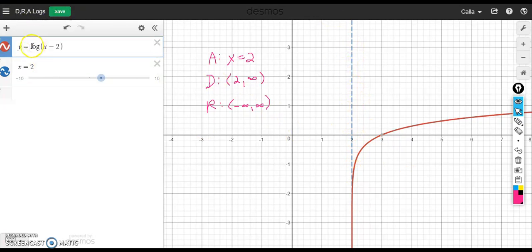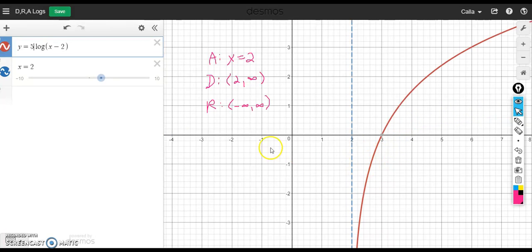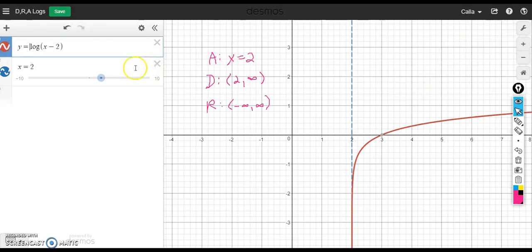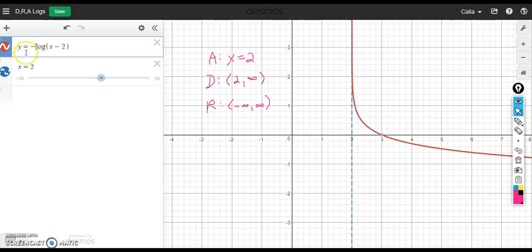Note, I have a positive 1 in front of my log function right now. If I have any positive number, this is going to be the shape of my log function. As you can see, it still starts from down here and goes up. However, if I have a negative number in front of my log function, like -1, for example, my function is now flipped. So it looks like it's starting up here and it goes down this way.